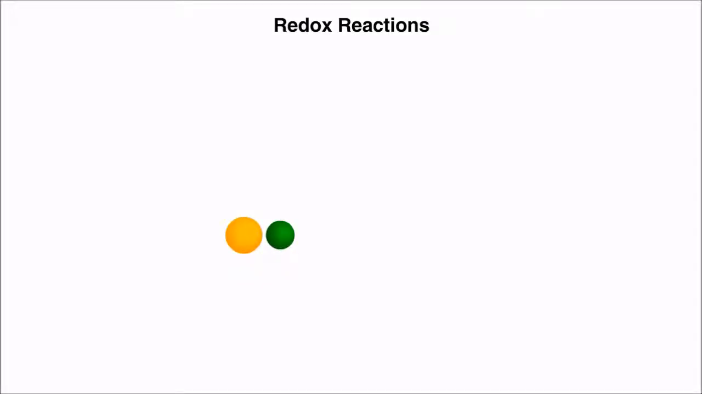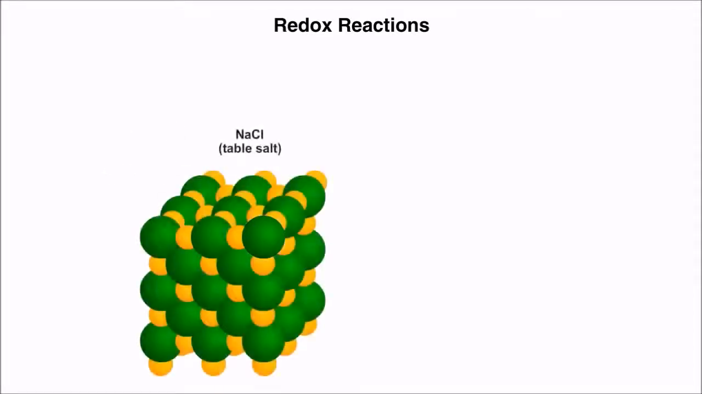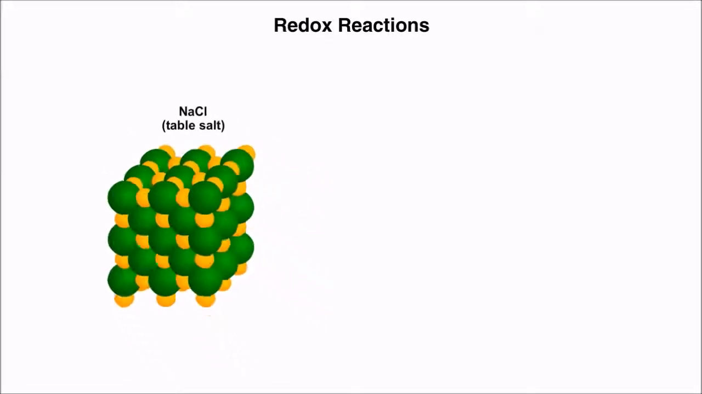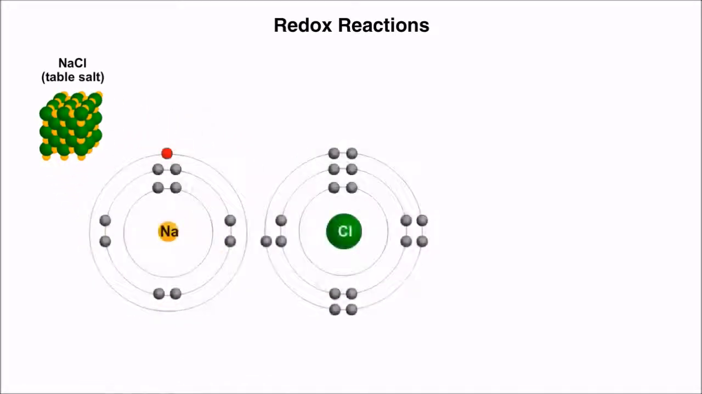A reduction-oxidation redox reaction always involves two events. One substance loses electrons and is said to be oxidized, while another substance gains electrons and is said to be reduced. Sodium chloride, or table salt, offers an example of atoms that have undergone oxidation and reduction to become ions. When sodium and chlorine react to form sodium chloride, one electron is completely transferred from the sodium atom to the chlorine atom. The result is a sodium cation and a chloride anion.